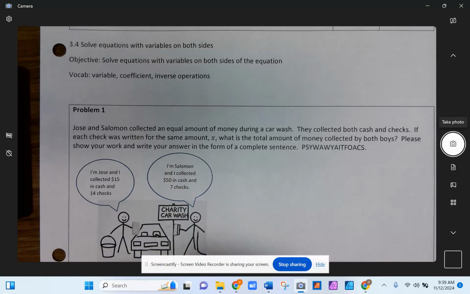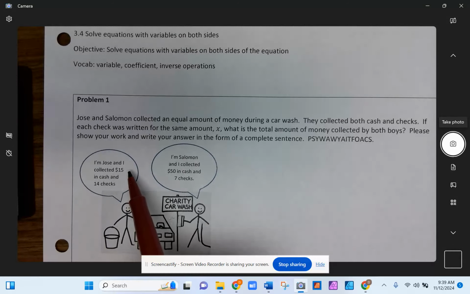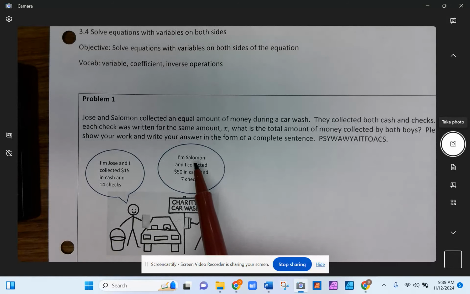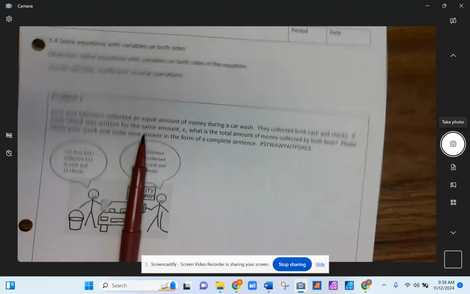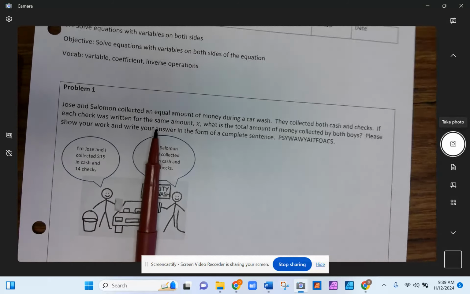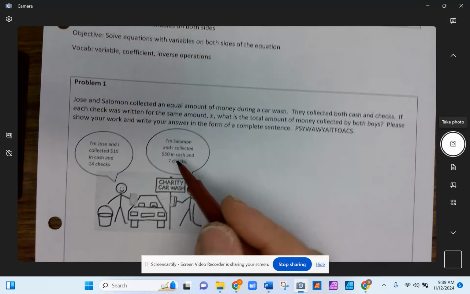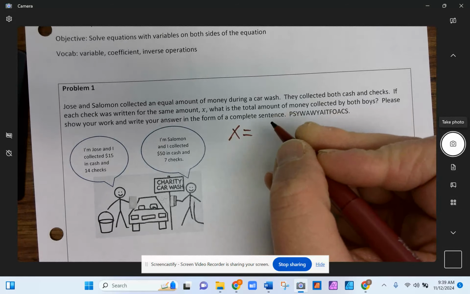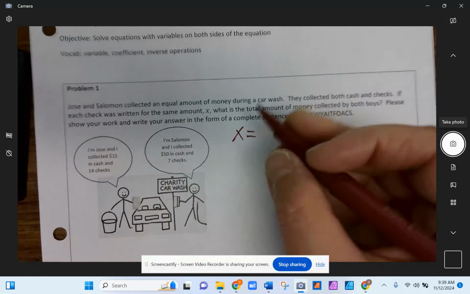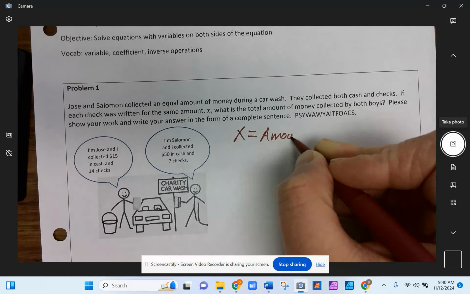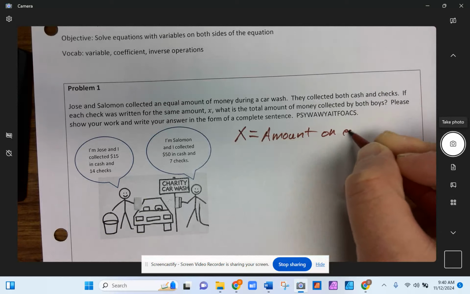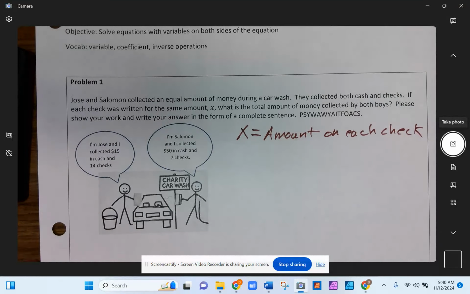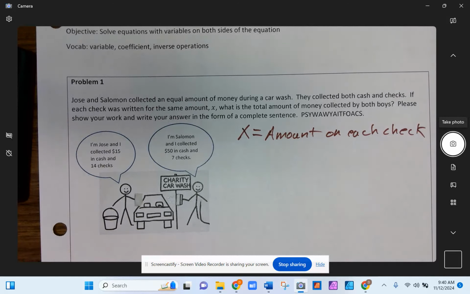Okay, so we got the boys right here. This is Jose, who collected $15 in cash and 14 checks. And Solomon collected $50 in cash and 7 checks, right? So we're going to define our variable first. So x is the amount on each check, since each check was written for the same amount. When you have a word problem like this, you want to define the variable you're using and what it means, okay?